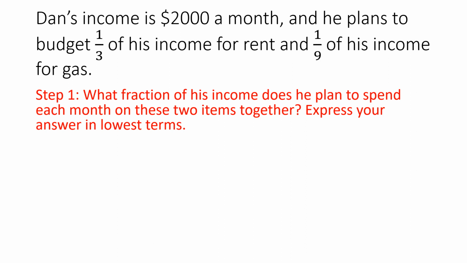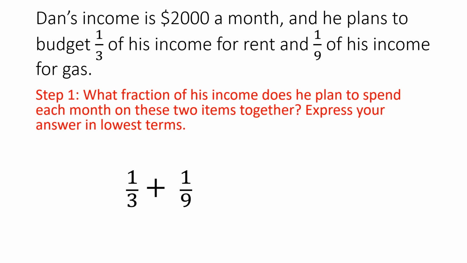It doesn't tell us what exact operation we're going to be doing between these two fractions. And so we need to look at some of the keywords in the problem. In step 1, it's asking for the total of the two items together. And so that should clue you in to the operation that we want to do would be addition. So we're going to be adding the two fractions, 1/3 plus 1/9.